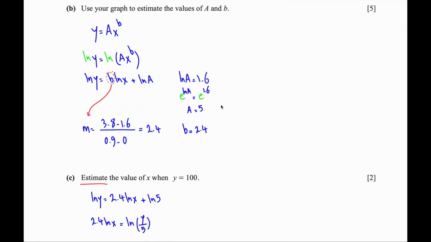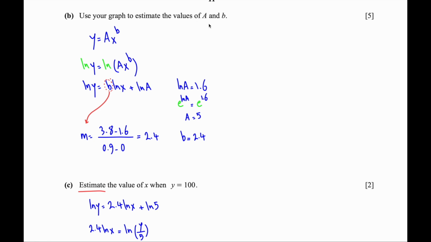In part B, you have to use your graph to estimate the values of A and B. So don't forget that this was the original equation of my curve. Now, since the graph is drawn in terms of ln x and ln y, I'm going to take the natural logarithm from both sides. This results in separating this argument. If you recall, the formula ln AB is the same as ln A plus ln B. So that's what I did here. Also, you can bring the power down and put it in front of ln x.